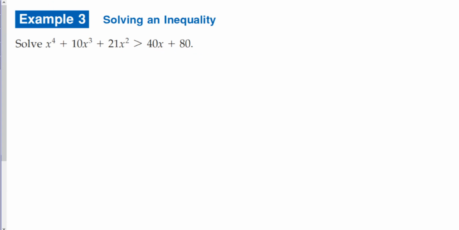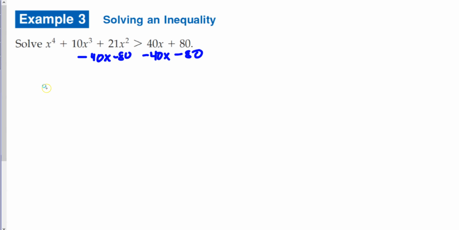So let's get started. You might recall that in a previous lesson we discussed how you can use graphs to find solutions by either graphing both sides of an equation, or you can set this equation or inequality equal to 0. And that's what I'm going to do in this problem. On the left hand side I have x to the 4th plus 10x to the 3rd plus 21x squared. And on the right hand side I have 40x plus 80. I'm going to go ahead and subtract 40x and subtract 80 from both sides.